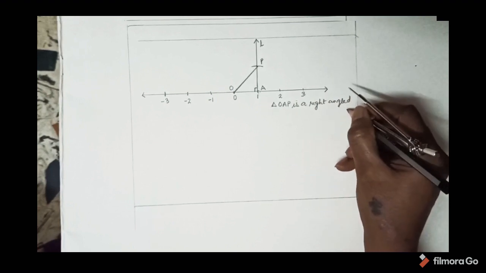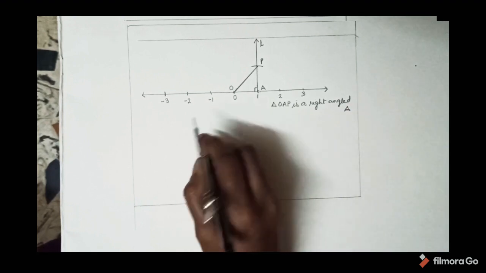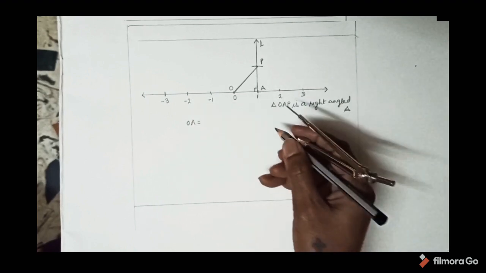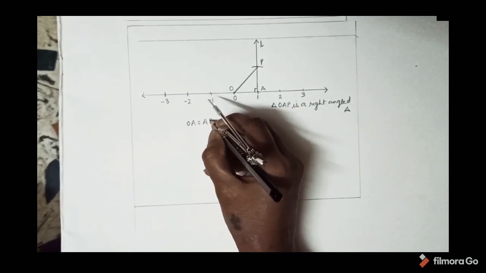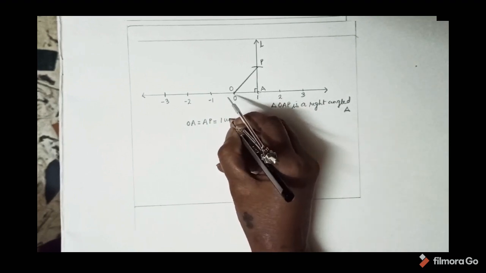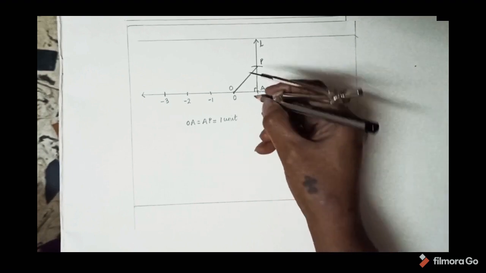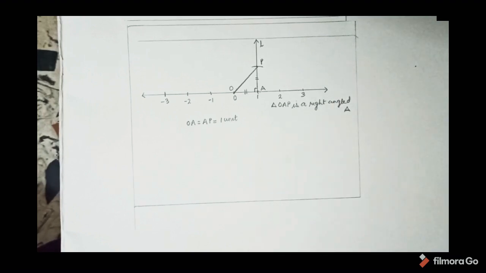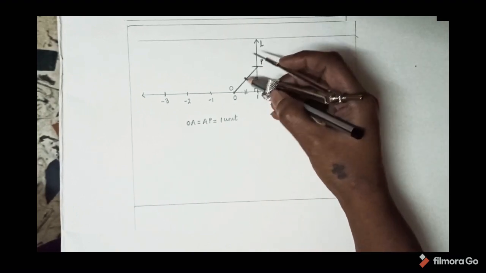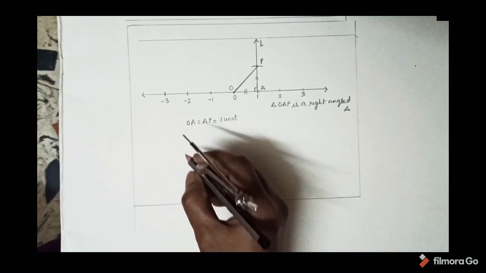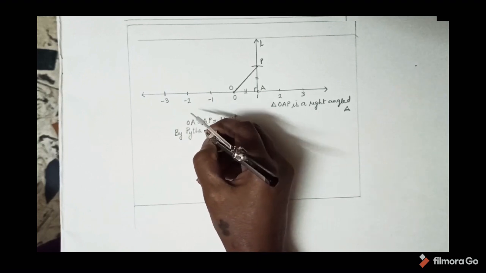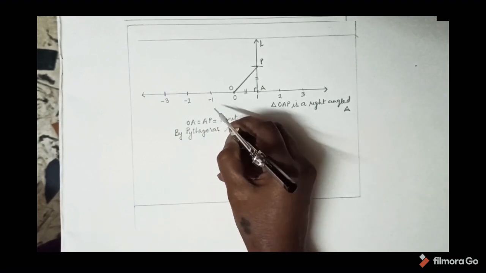It is a right angled triangle where OA is equal to AP is equal to 1 unit. I consider that. Okay, so OA is equal to AP. See, both these are equal, and you know OP is the hypotenuse. Okay, so by Pythagoras theorem, what do I get?